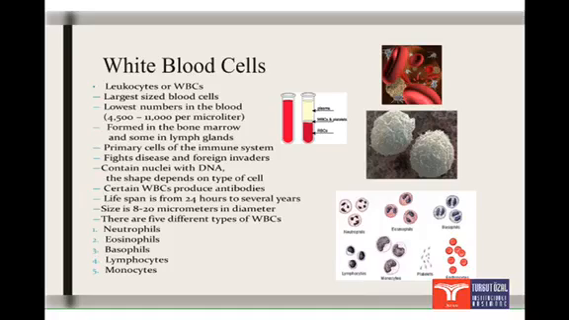Lifespan is from 24 hours to several years. Size is 8 to 20 micrometers in diameter. There are 5 different types of white blood cells, for example neutrophils, eosinophils, basophils, lymphocytes, and monocytes.